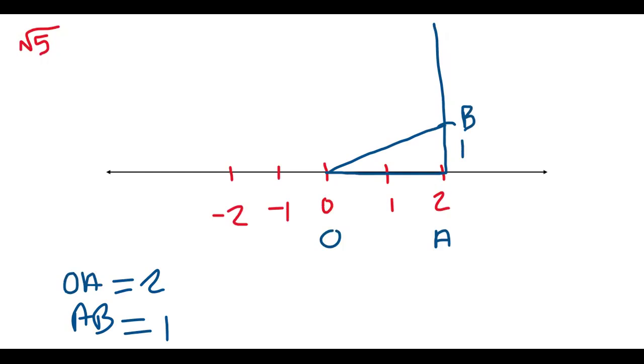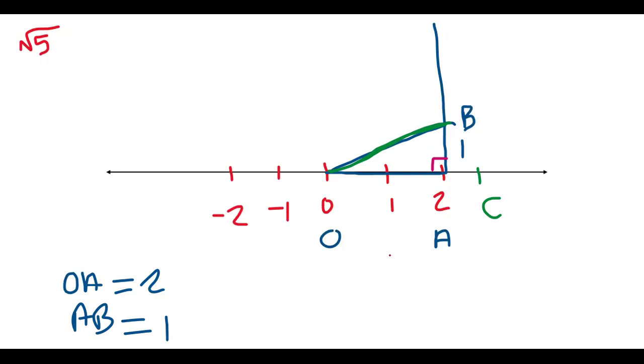Now again using compass, we will open it at a distance of OB, and we will draw an arc on this number line like this. We can mark this point as C. Now in this figure we can see that angle OAB is 90 degrees, because we have drawn an angle of 90 degrees using a protractor here.